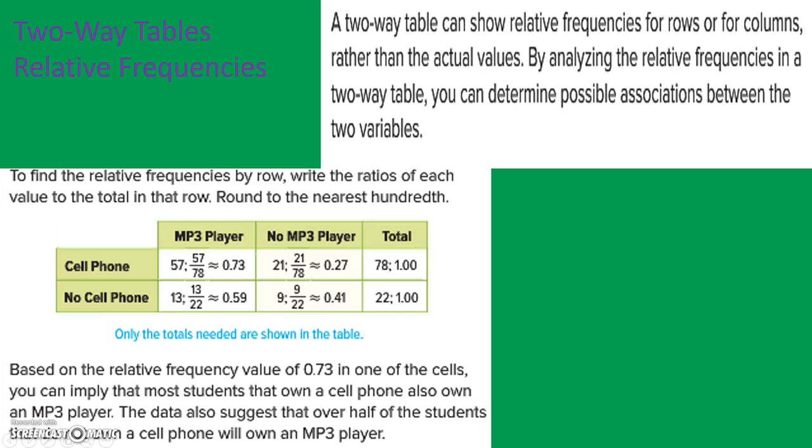Then you would do it with the number that is already there, and then the other totals. You would eventually come out with the totals for this situation: 78 and 1.00, and 22 and 1.00. Now, based on the relative frequency value of 0.73 in one of the cells, you can imply that most students that own a cell phone also own an MP3 player. The data suggests that over half of the students that do not own a cell phone will own an MP3 player.